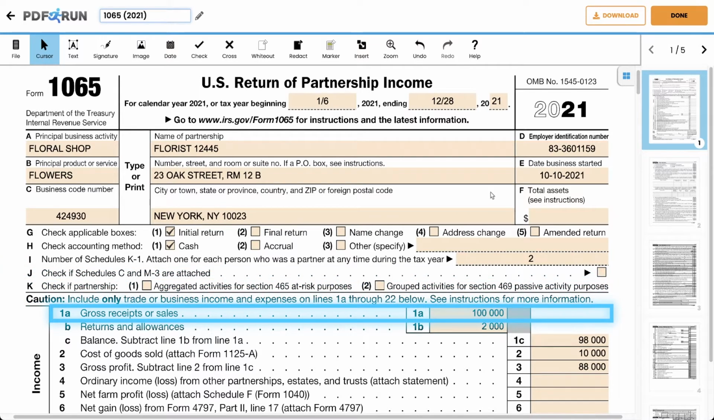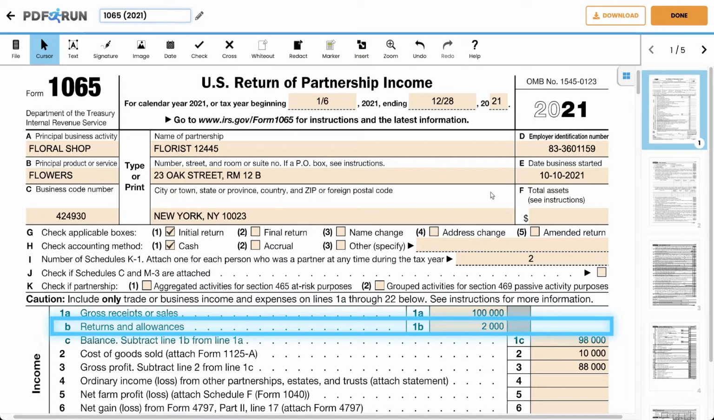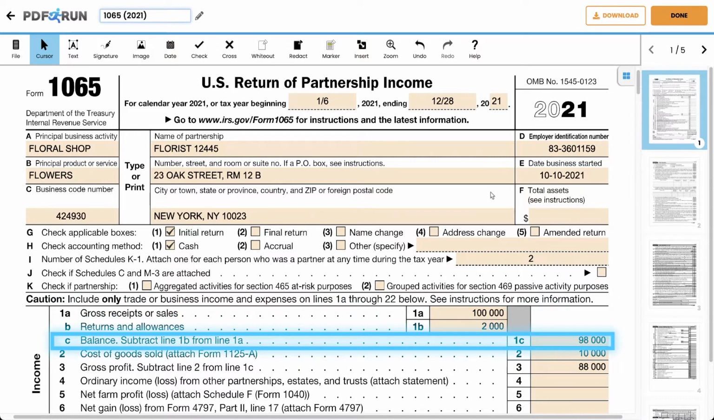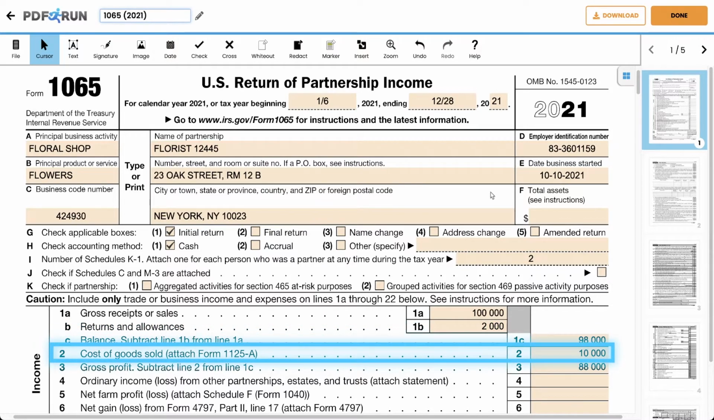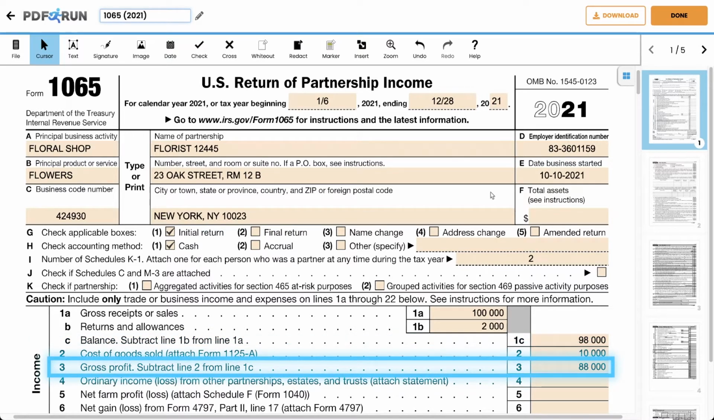Income. Line 1A. Enter the gross receipts or sales. Line 1B. Enter the amount of returns and allowances. Line 1C. Subtract line 1B from line 1A and enter the difference. Line 2. Enter the cost of goods sold. Attach Form 1125-A to this form. Line 3. Subtract line 2 from line 1C and enter the difference.